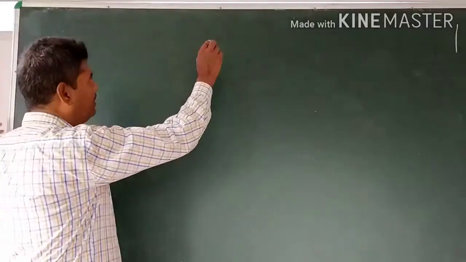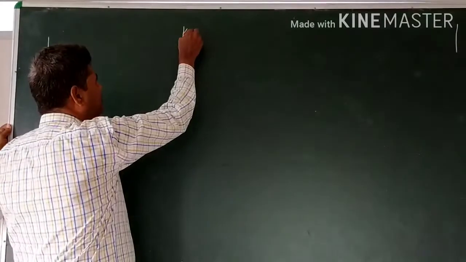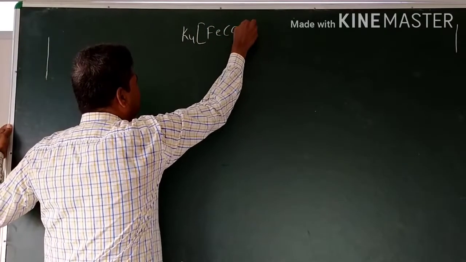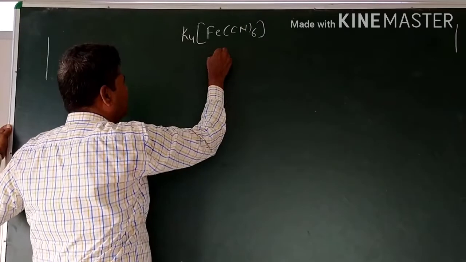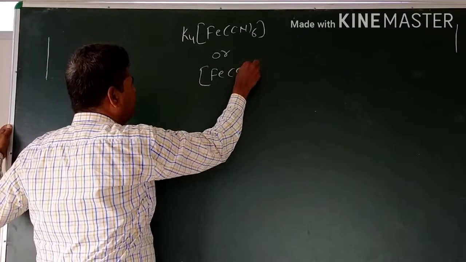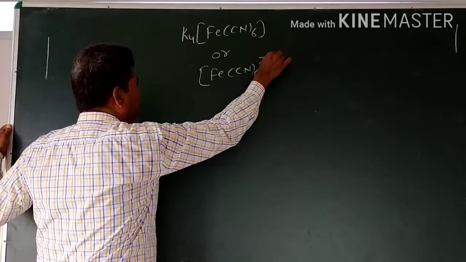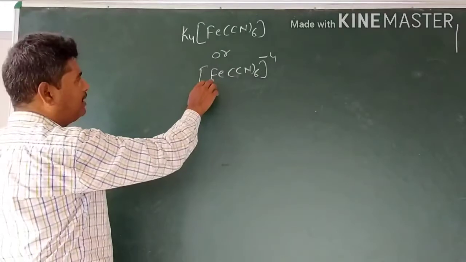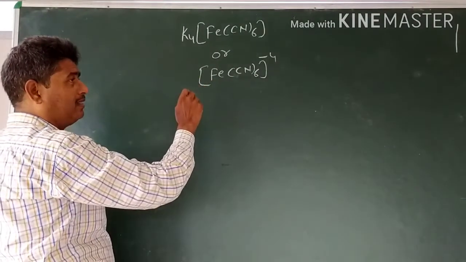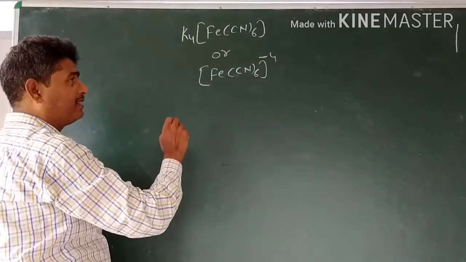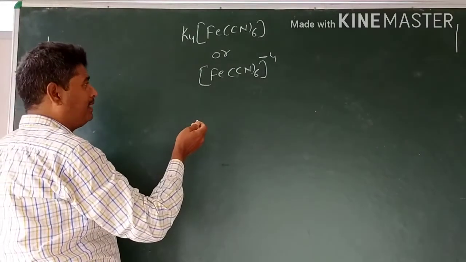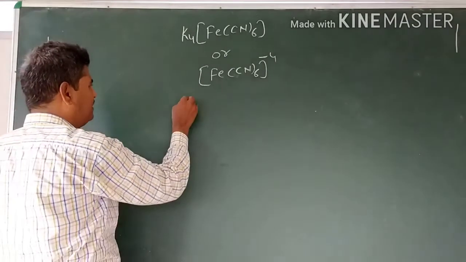Let us consider the example K4[Fe(CN)6]. This may also be written as [Fe(CN)6]4-. Here the central atom is iron. First of all, we will write the oxidation state and coordination number, that is, primary valency and secondary valency, for the central atom Fe.